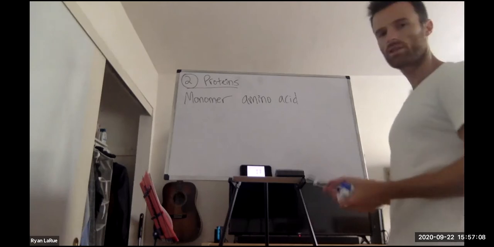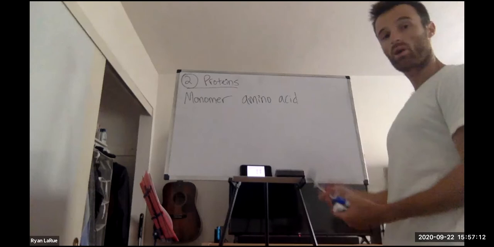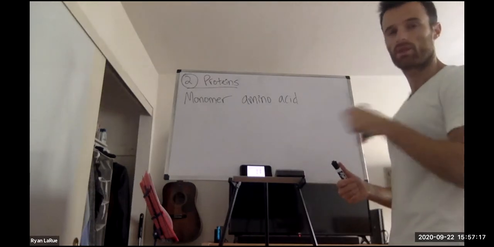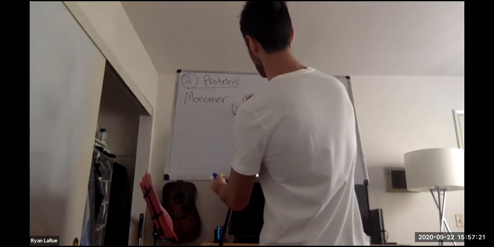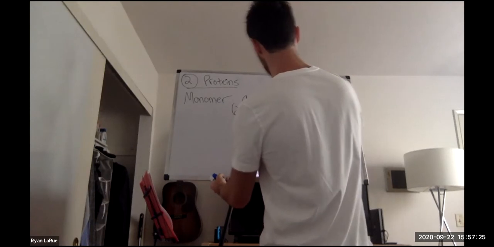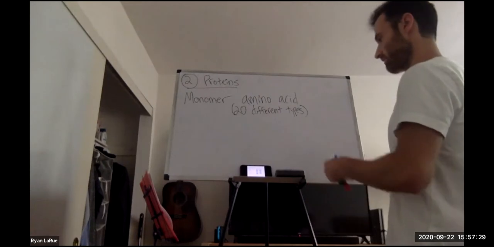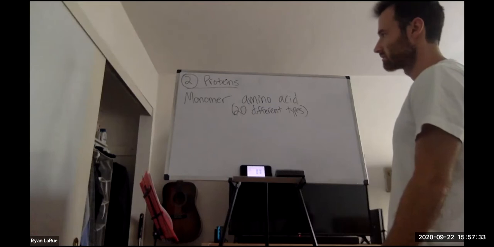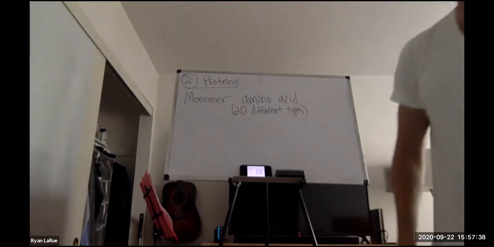So proteins are composed of amino acids. There are 20 different amino acids. So I'm going to write 20 different types of amino acids.